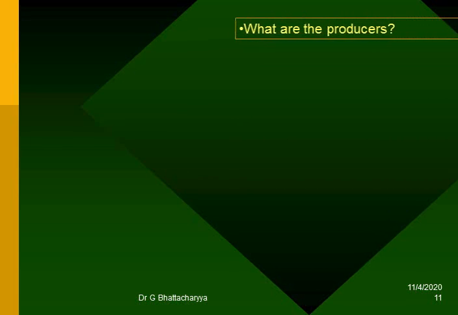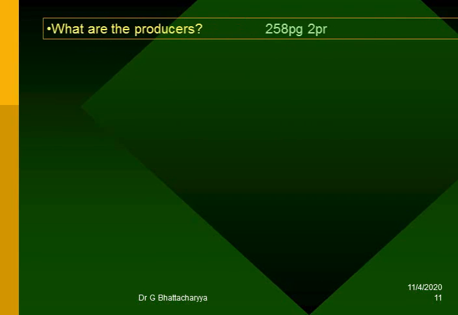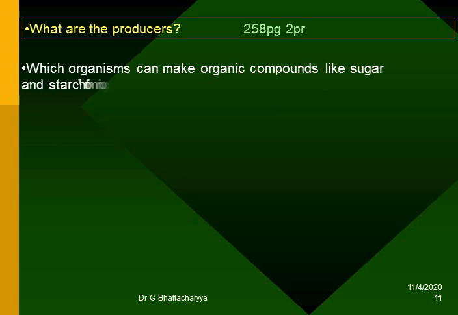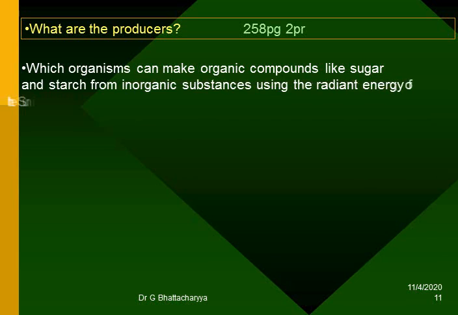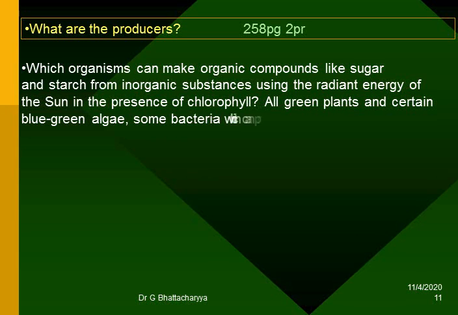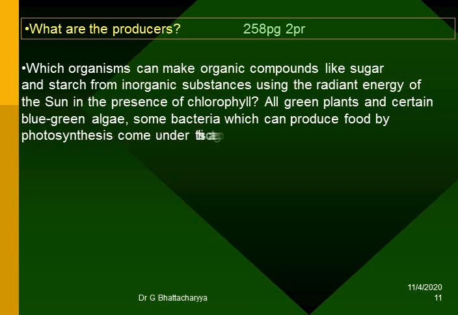What are the producers? Which organisms can make organic compounds like sugar and starch from inorganic substances using the radiant energy of the sun in the presence of chlorophyll? All green plants and certain blue-green algae, and some bacteria which can produce food by photosynthesis, come under this category and are called the producers.